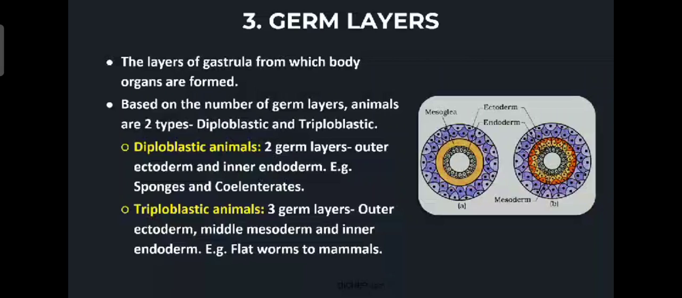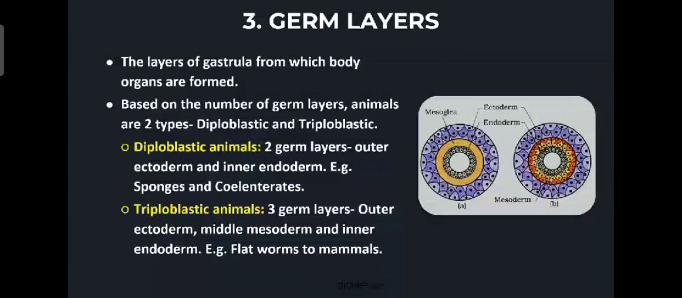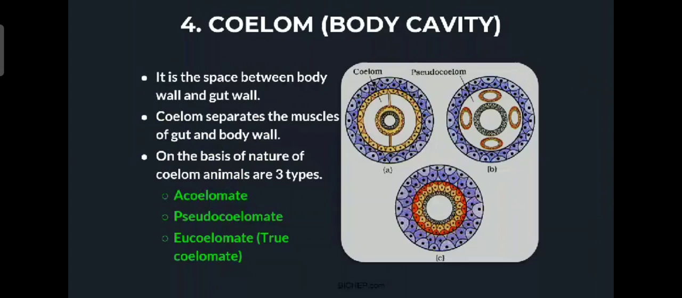So ectoderm, mesoderm and endoderm, three layers are there. For example, the flatworms to mammals, all these are triploblastic. So depending on the germ layers, two types of animals are there, diploblastic and triploblastic animals.